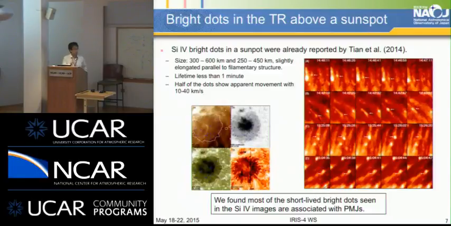So actually, this bright dot seen in the silicon 4 was already reported by Hui Qian last year, and he reported that sometimes it has sub-arcsecond bright dots, but sometimes it has an elongated shape parallel to the filamentary structure of the penumbra. And also, he reported that the lifetime is less than 1 minute, and it has some apparent motion, 10 to 40 kilometers per second. So in this study, we clearly found that this short-lived bright dot seen in the silicon 4 SJI corresponds to the outer end of the penumbral microjets.